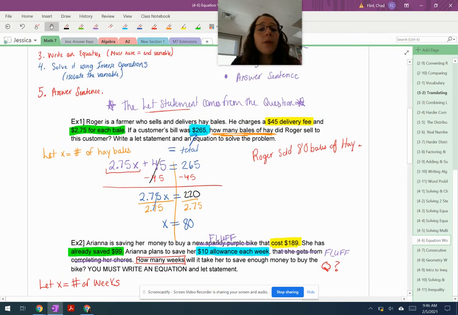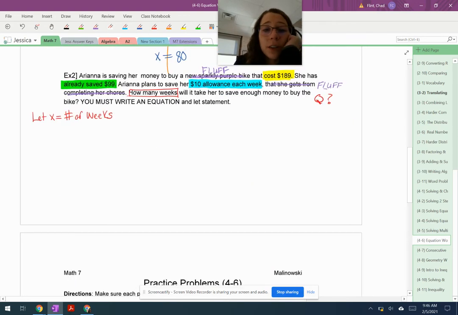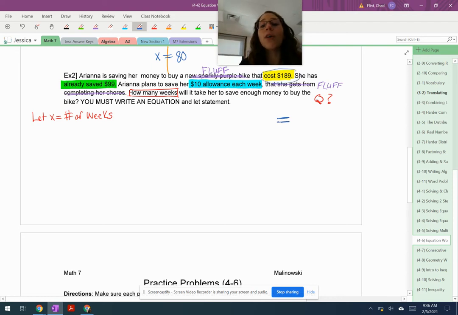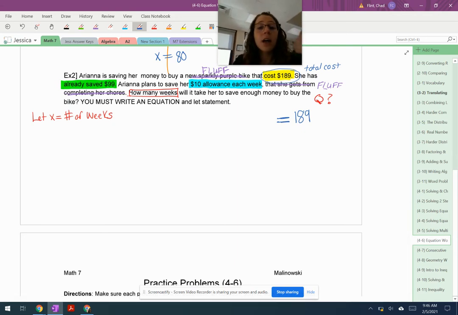Okay, now we make our equation. Step 3. Again, we need a total, right? An equation needs to have an equal sign. So what number is like my total, that total cost? So I know my equation is going to be equal to 189. So now, how do I get up to that 189? I've got this $99 that I've saved already and this $10 allowance each week.